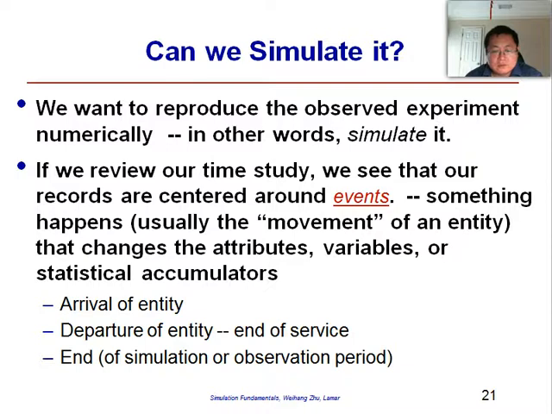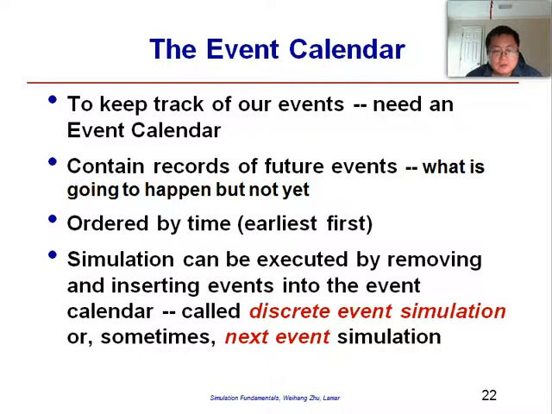Think about the ice cream shop or the drill press example. We may have noticed that the observations are centered around events. When an event happens, attributes, variables, or statistics will change accordingly. Common events include arrival, service, and departure. To simulate the process, we need a calendar to keep track of the events. In the calendar, we list the events in the order of time. The events happen at discrete times. That is why it is called discrete event simulation.